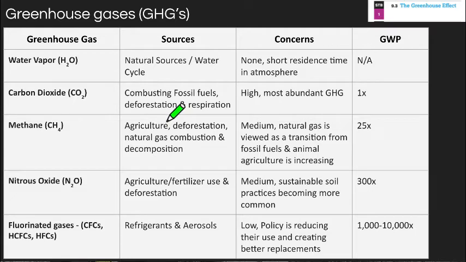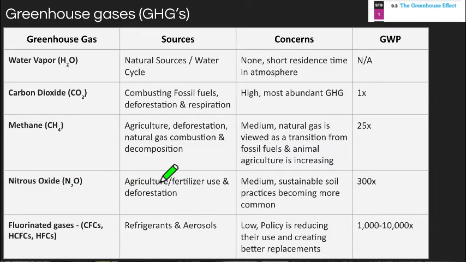Methane, again, our concern is super high for this one because it's the most abundant. Methane, agricultural sources, deforestation, natural gas combustion in particular, decomposition of organic matter. Medium, we can control a lot of this through agriculture and some fossil fuel regulation as well.